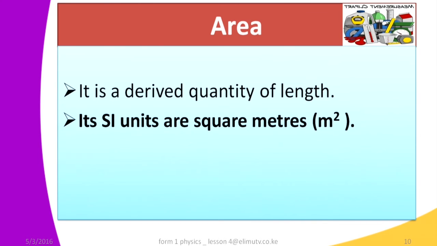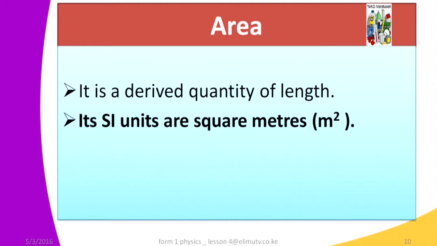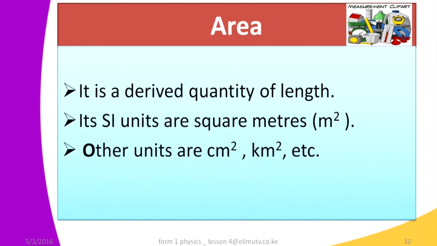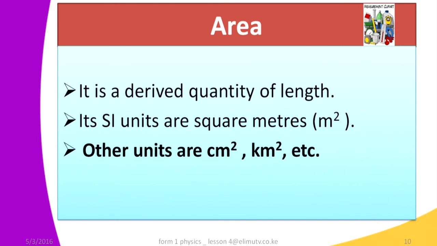We can also look at some of the multiples that can be used to measure area, and they include centimeters squared, kilometers squared, etc. So these become the derived units from length. Something very important to note here is that area is a derived quantity of length, and this can be confirmed from the way the units of length are squared.